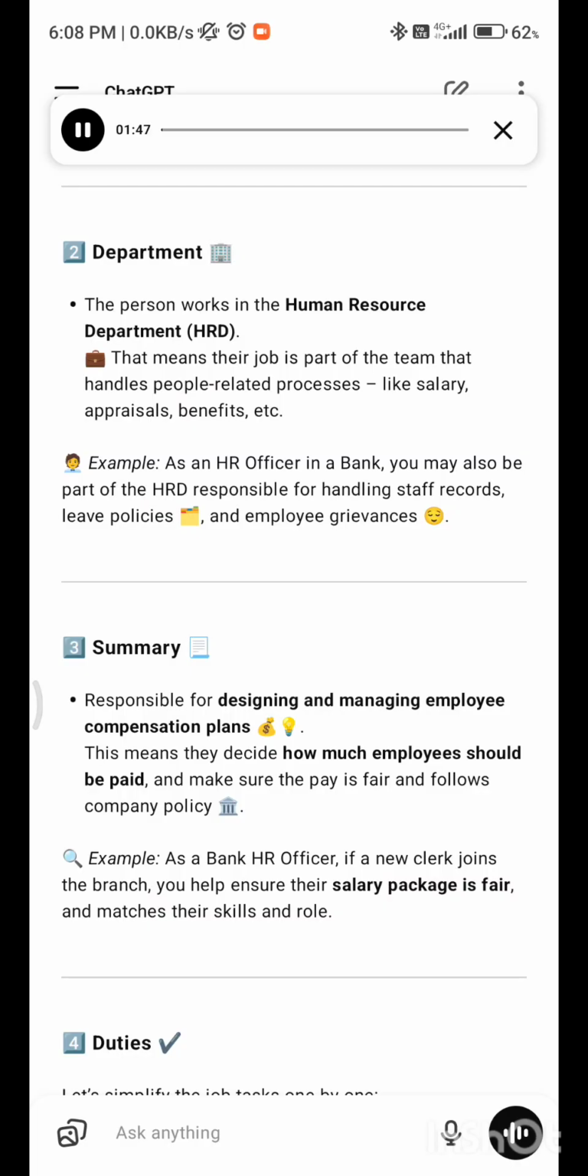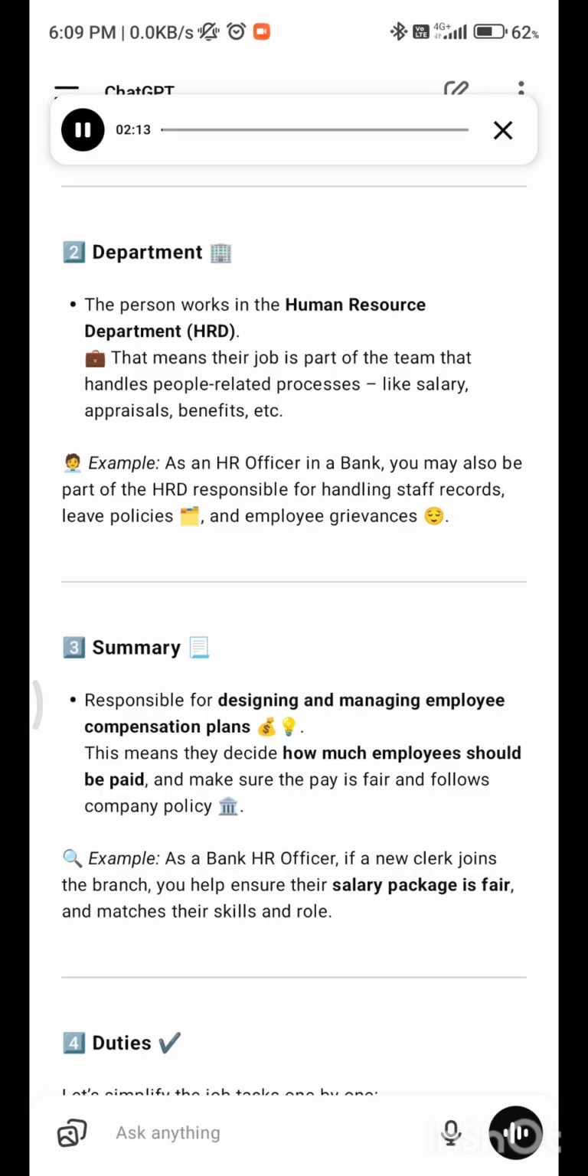3. Summary. Responsible for designing and managing employee compensation plans. This means they decide how much employees should be paid and make sure the pay is fair and follows company policy. Example, as a bank HR officer, if a new clerk joins the branch, you help ensure their salary package is fair and matches their skills and role.